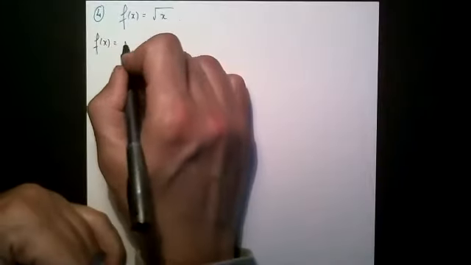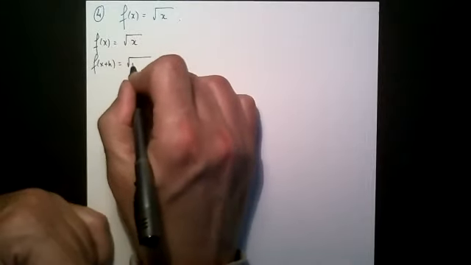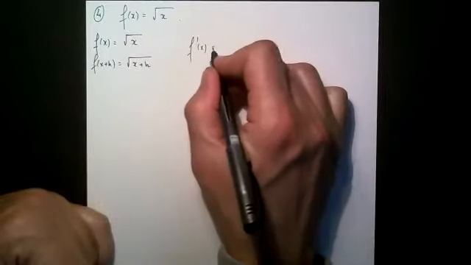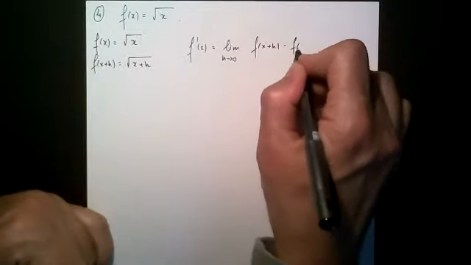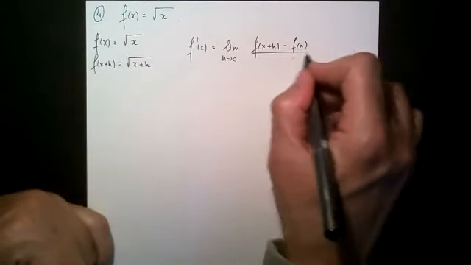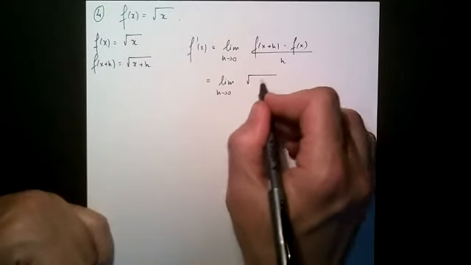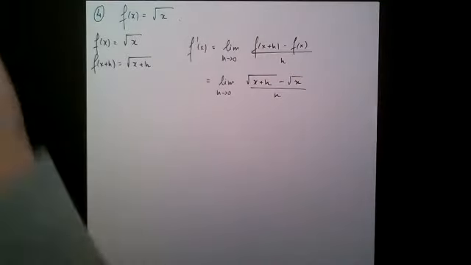So f of x is equal to the square root of x. f of x equals the square root of x. f of x plus h is the square root of x plus h. f prime of x equals the limit as h approaches 0 of f of x plus h minus f of x over h, which is the limit as h approaches 0 of (root of x plus h minus root of x) over h. What do I do at this point?